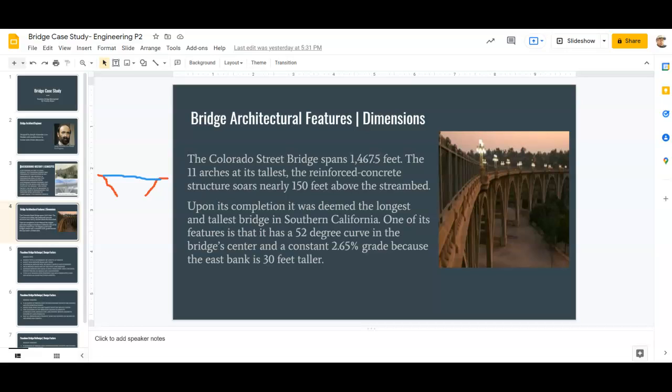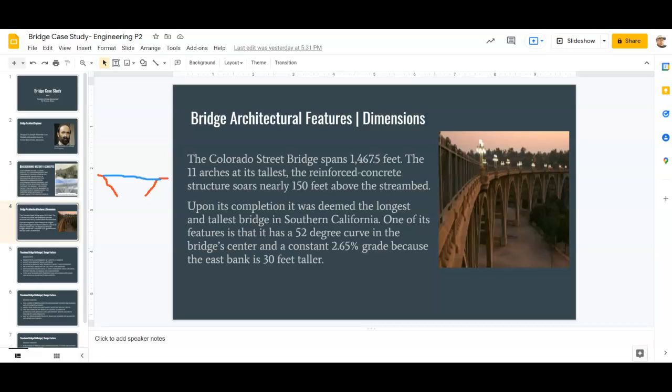And so in architecture and engineering, we call this slope a grade, and it's like a measurement of units, kind of like centimeters or meters. And so that's how we measure sloping measurements. Even on the ski slope. So if you ever go skiing, that's how we measure it.